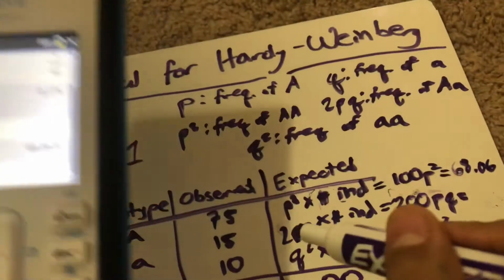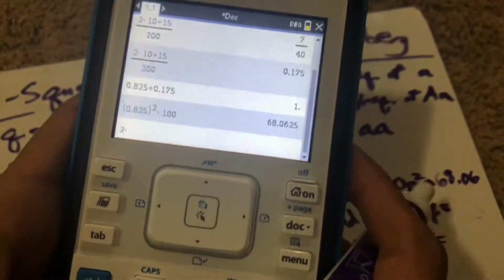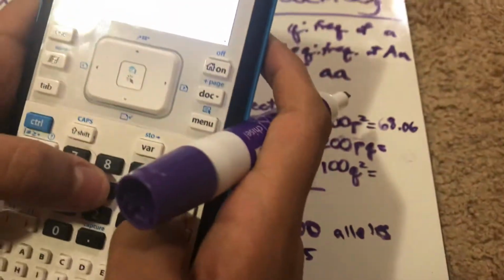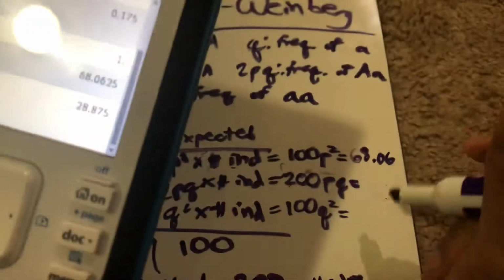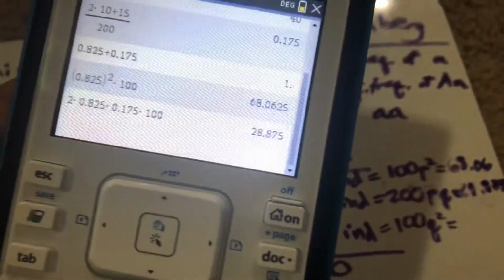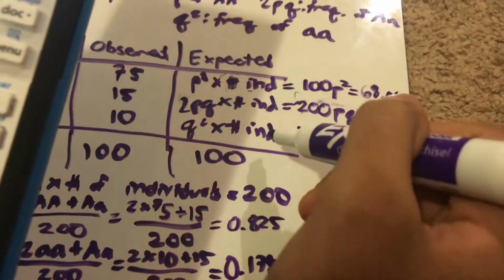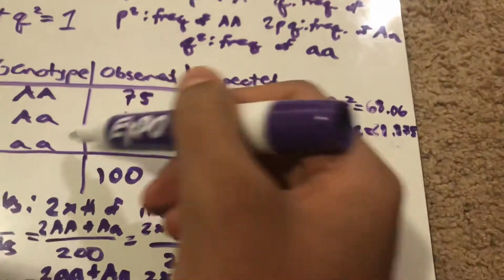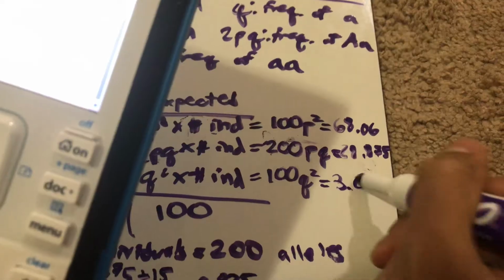For the number of heterozygous, we do 2PQ times the number of individuals. So we have 2 times P, which is 0.825, times Q, which is 0.175, times 100. And we get 28.875. I was able to squish it in there. Once again, just save these numbers in your calculator. And finally, we have Q squared times 100 for the number of individuals with little a little a. So we do Q, which is 0.175, squared, times 100, and we get 3.0625. Once again, I'm just going to round to 3.06.